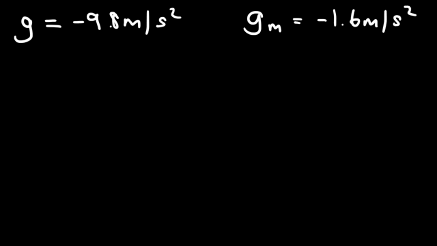It's a lot less. For one reason, the moon has less mass than the Earth. And so you will weigh a lot less on the moon. You'll feel lighter on the moon. And so you can jump higher on the moon. But let's focus on the gravitational acceleration of the Earth, negative 9.8.